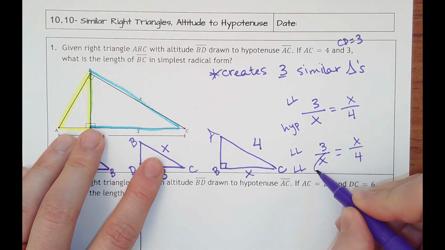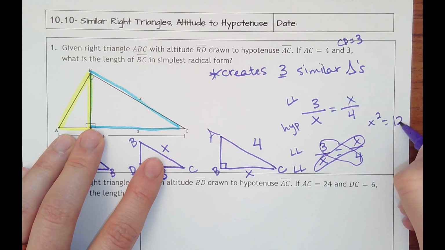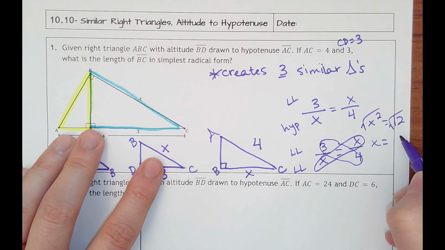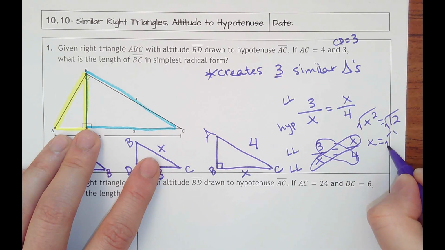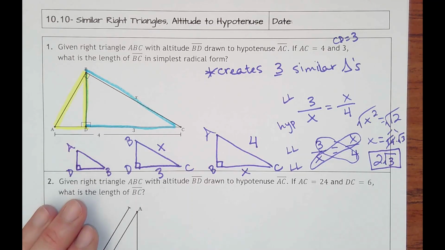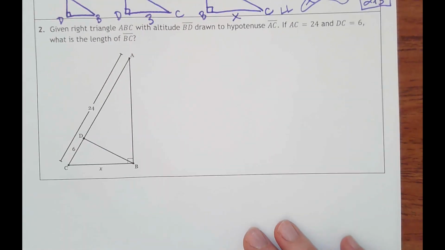But then to solve this, we're going to have X times X is X squared equals 3 times 4 is 12. All I have to do is square root that. They want it in simplest radical form. Square root of 12 has a square root of 4 in it, which becomes a 2. So 2 square roots of 3 is our answer. I don't always make the 3 triangles. You'll get to where you can train your brain to look for what you need. Let's try that in number 2.